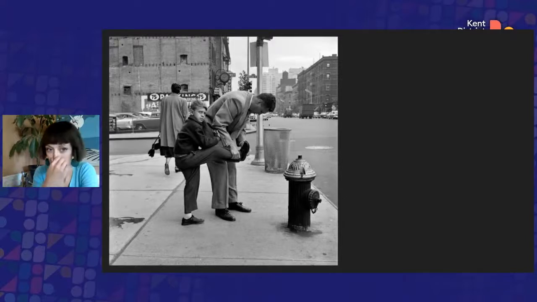We can put together, like, this boy is annoyed, but it looks like maybe there's gum on his shoe, and this man is helping him scrape it off. And we wonder who this man is. We wonder what is happening? Where are they going? What is the story behind it?